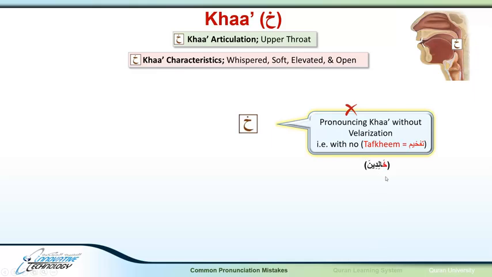Khalidin, kha. While if we allow kha to have tafkhim, it will be kha, not kha. So let's listen to the right way of pronouncing it. Khalidin, خالدين. Khalidin, kha, not kha. Make sure to give the kha its tafkhim characteristics.